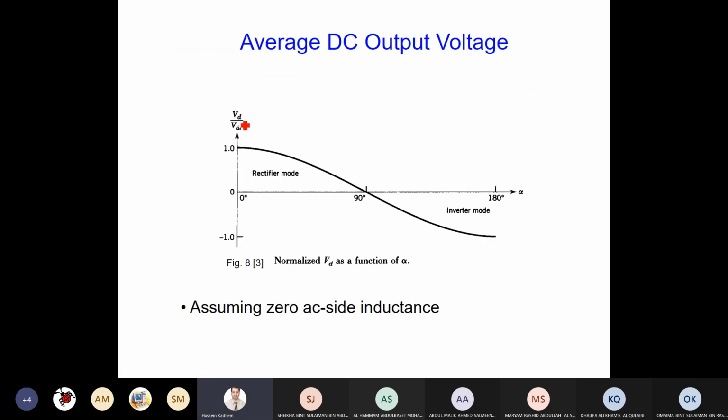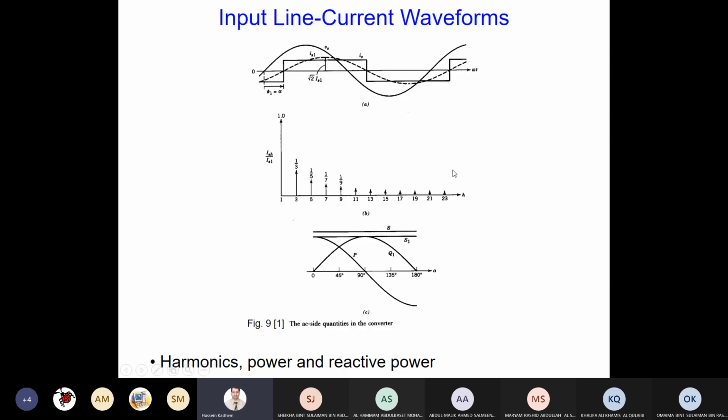Now, the normalized ratio of the delivered voltage to the ideal voltage of the diode with respect to alpha, from the previous equation, we can plot it. We will find that from alpha 0 to alpha 90, the thyristor behaves as a rectifier, which means power is coming from the supply to the load. When alpha is greater than 90, it works in inversion mode. I will show you how this happens. Let me continue with this. As you can see, I plotted this before.